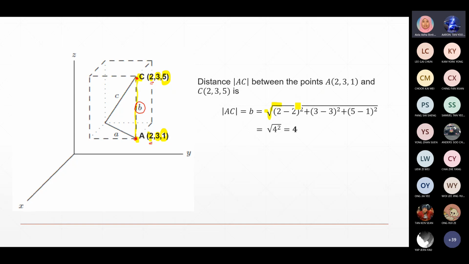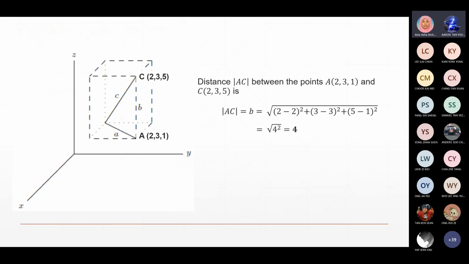You have the square root. For the first one, 2 minus 2, square, plus 3 minus 3, square, plus 5 minus 1, square, and don't forget the square root of everything. So you will have the square root of 4 square. The magnitude, the distance between C and A, is equal to 4 units.